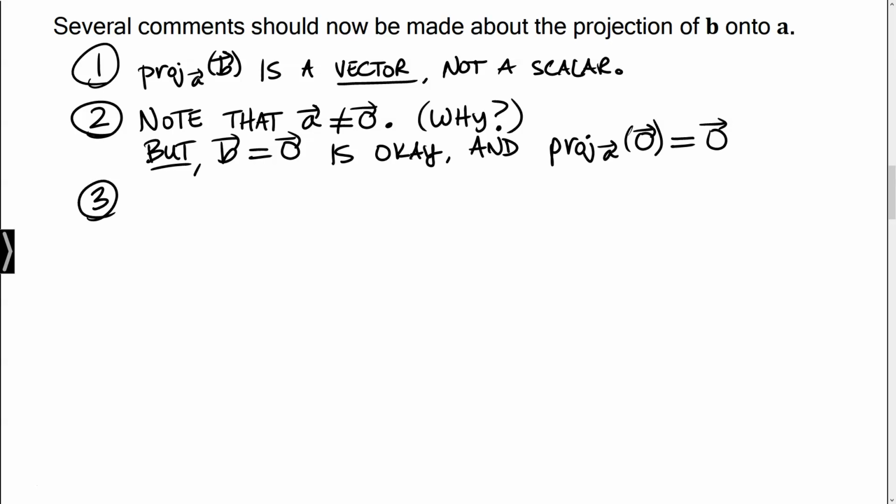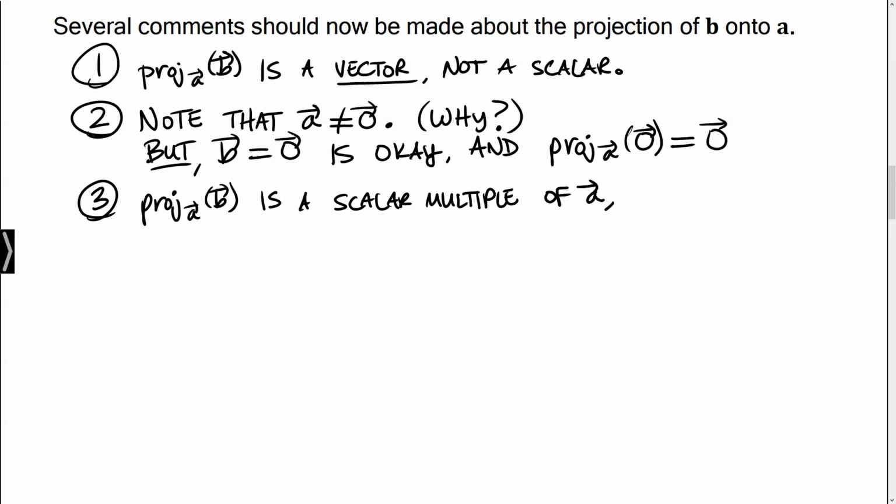Third, people get really mixed up about whether it is a multiple of A or a multiple of B. It's always a multiple of the vector you're projecting onto. So the projection of B onto A is a scalar multiple of A, not B. That's probably the most common mistake, I would say, in doing the formula.